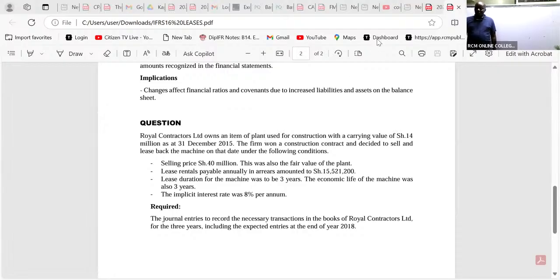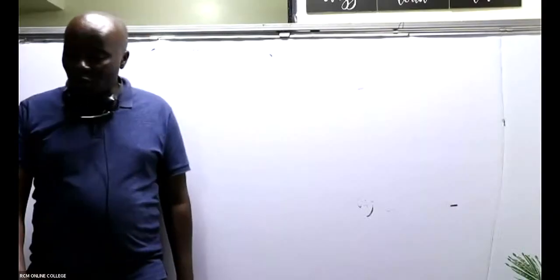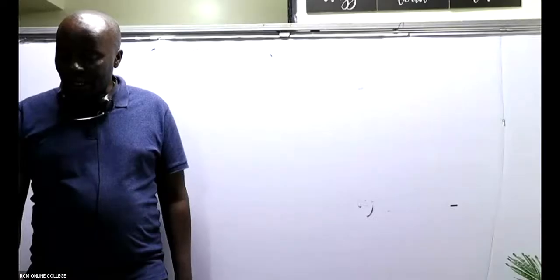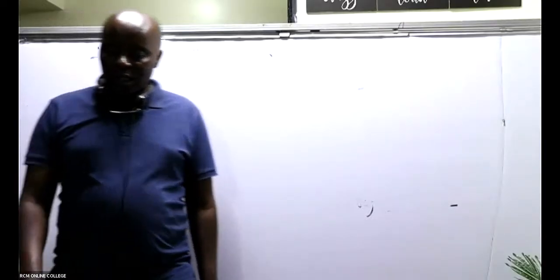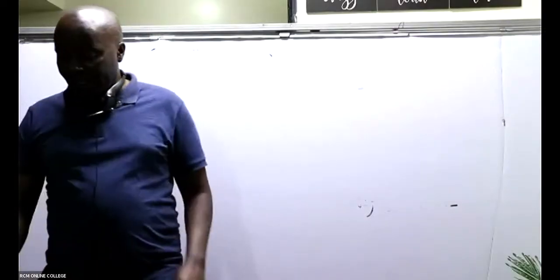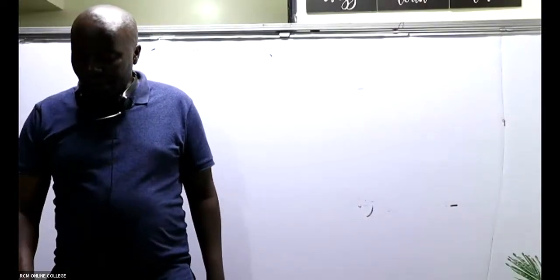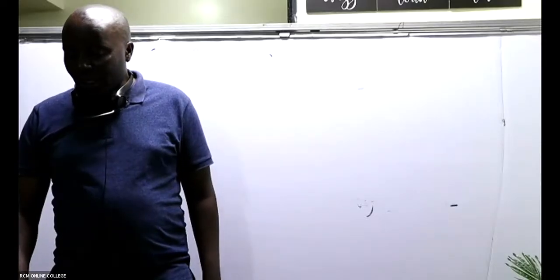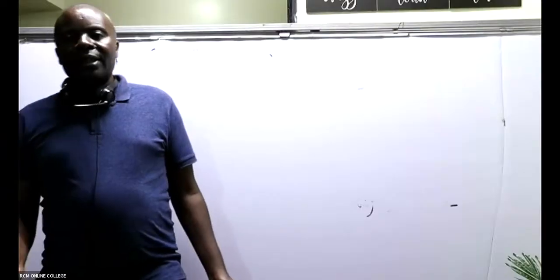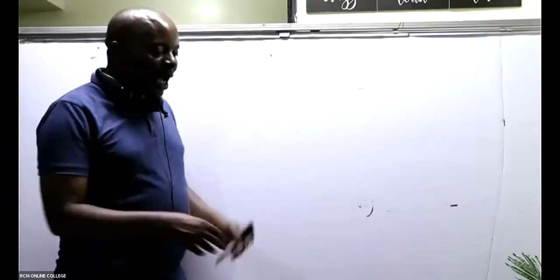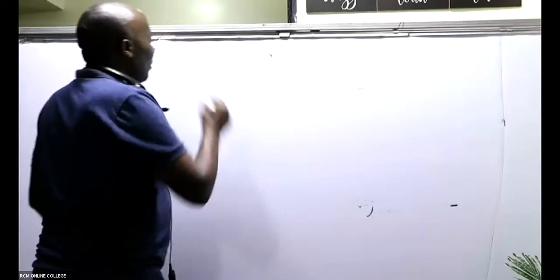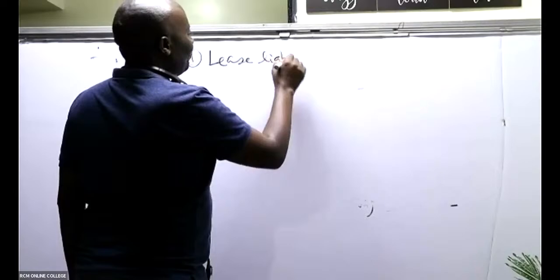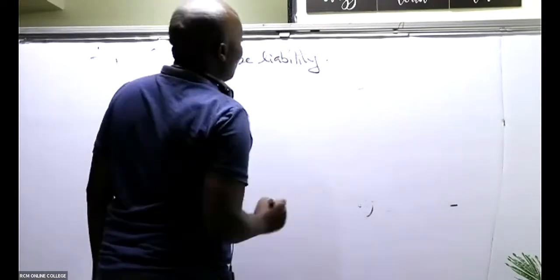If Royal Contractors is a lessee, then the very first step, as we said here, is to establish the lease liability. That is the first thing you do. If it was the landlord, I would not have done that. So the very first thing you need to do is to establish the lease liability. So step number one, give us the lease liability.